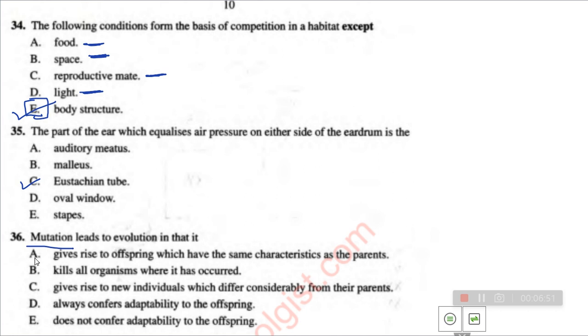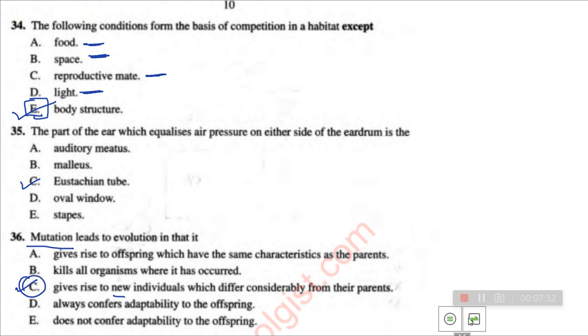So option A: mutation leads to evolution in that it gives rise to organisms which have the same characteristics as the parent. That is wrong. No, they will not have the same characteristics as the parent. Option B: kills all organisms where it has occurred. No, it will not kill them. Option C: gives rise to new individuals which differ considerably from their parents. Yes, that's the answer. That it gives rise to new individuals which differ considerably from their parents. Always confer? No, that's wrong. Does not? That's also wrong. The answer is option C.